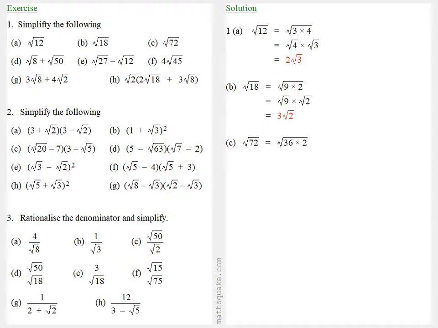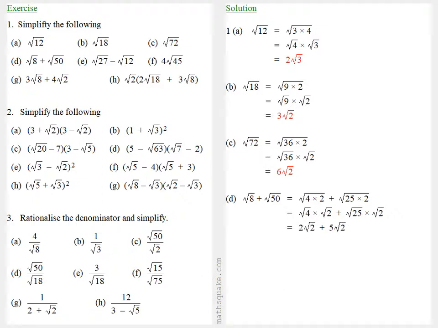In question C, we're asked to simplify the square root of 72. Well, 72 can be written as 36 times 2, so if we take the square root of that, that can be written as the square root of 36 times the square root of 2, which is 6 root 2. In question D, we've got the square root of 8 plus the square root of 50. Well, the square root of 8 can be written as the square root of 4 times 2, and root 50 can be written as root 25 times 2. So this is root 4 times root 2 plus root 25 times root 2, which is 2 root 2 plus 5 root 2, or 7 root 2.